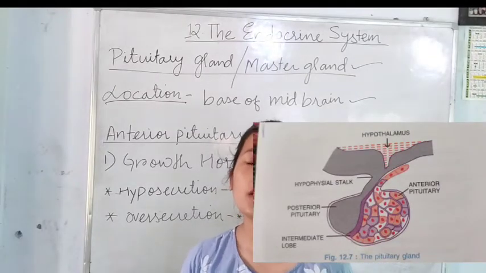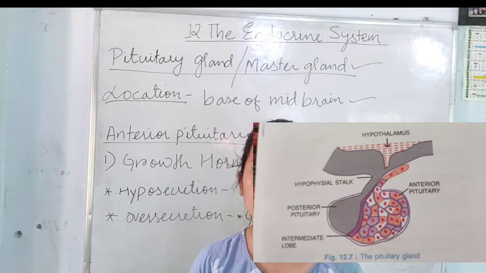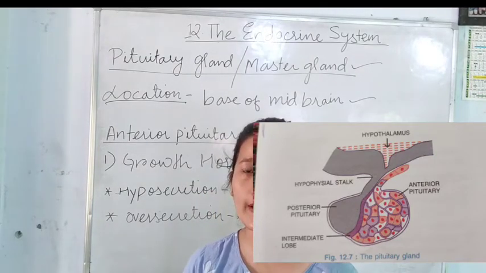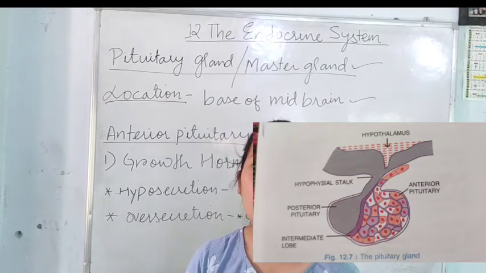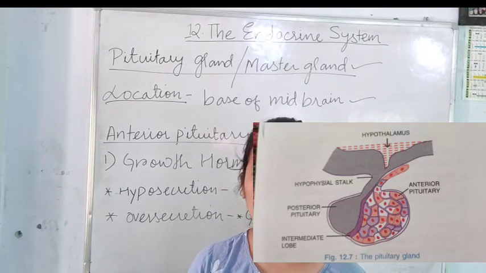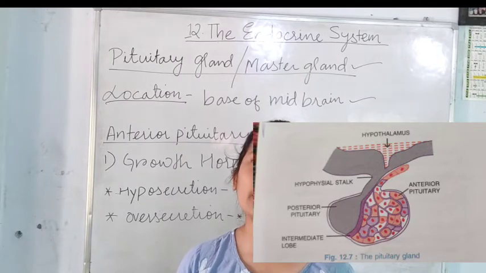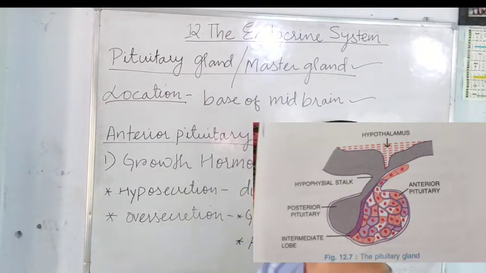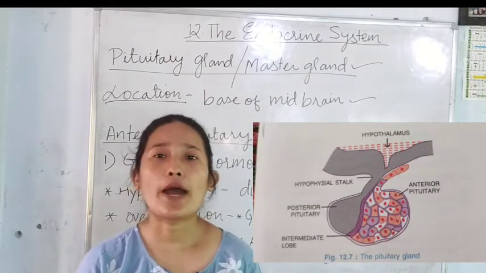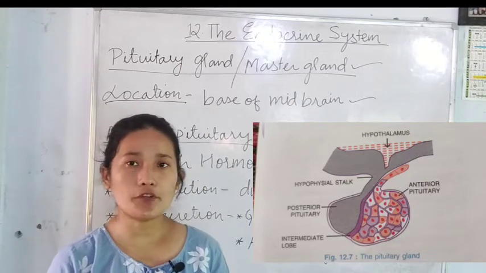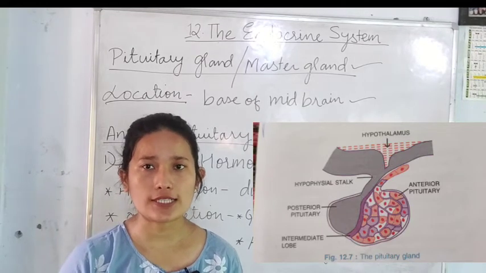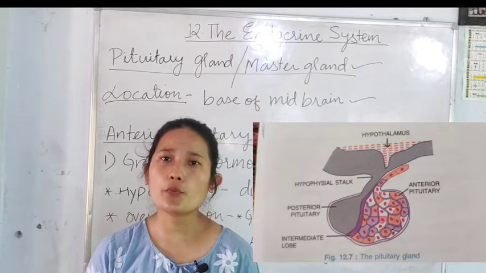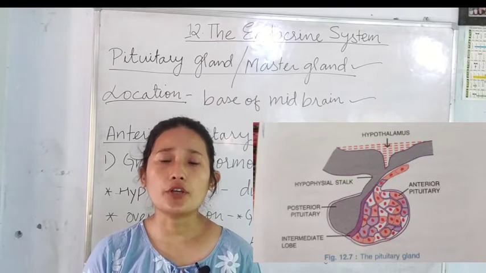Location, it is present in the base of the midbrain, just below your hypothalamus. While discussing the different parts of the brain in your nervous system, we have discussed this, right? In the midbrain you have the pituitary gland. At that time we did not discuss its function. I just informed you that we have a pituitary gland there. So your pituitary gland is present in the base of your midbrain, just below your hypothalamus. Now your pituitary gland is also a bilobed structure. You can look at the diagram given alongside. It has an anterior side and a posterior side. The anterior lobe secretes different hormones and the posterior lobe secretes different hormones.